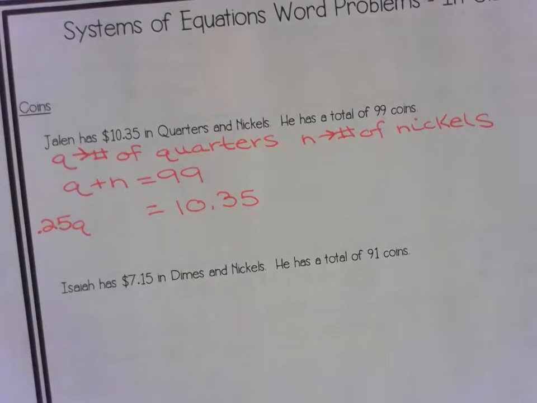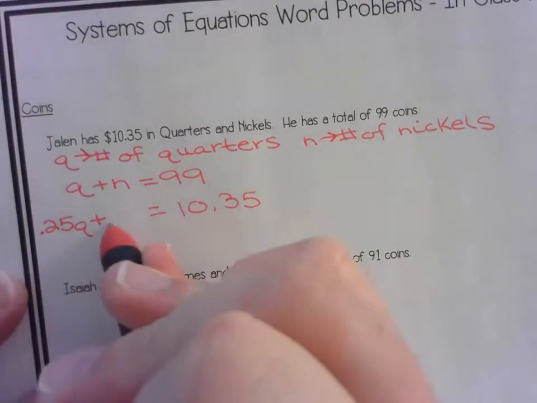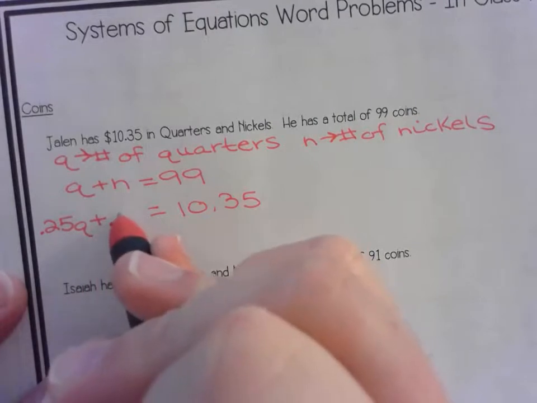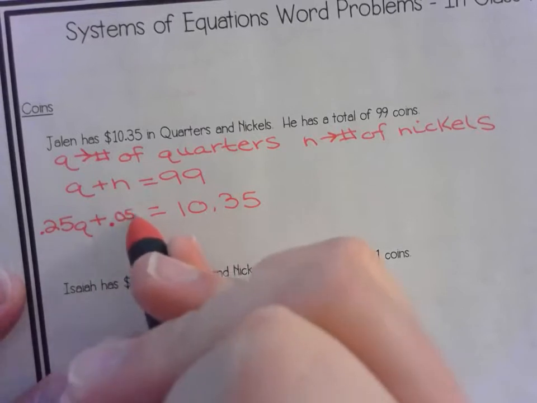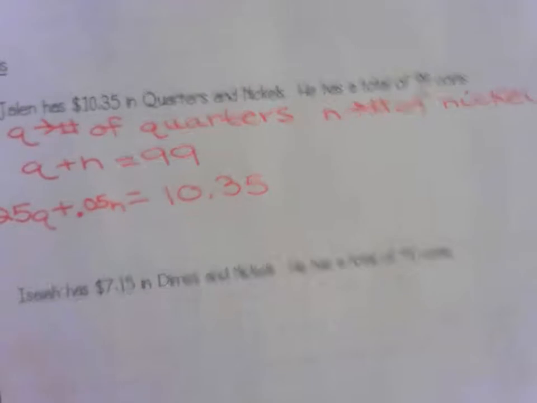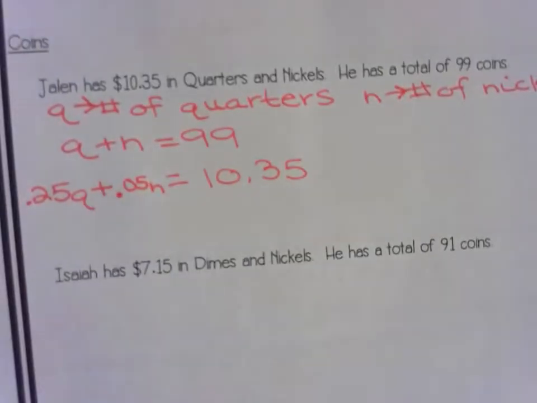So to find the total amount of money, I have to take the number of quarters times how much they're worth, 25 cents, 0.25. So I'm going to have to take the number of nickels and multiply by what? 0.5 would be 50 cents, so it needs to be 0.05. Because I'm talking about the total amount of money, not the total number of coins. Do we see the difference there? One is the total number of coins. One is the total amount of money.